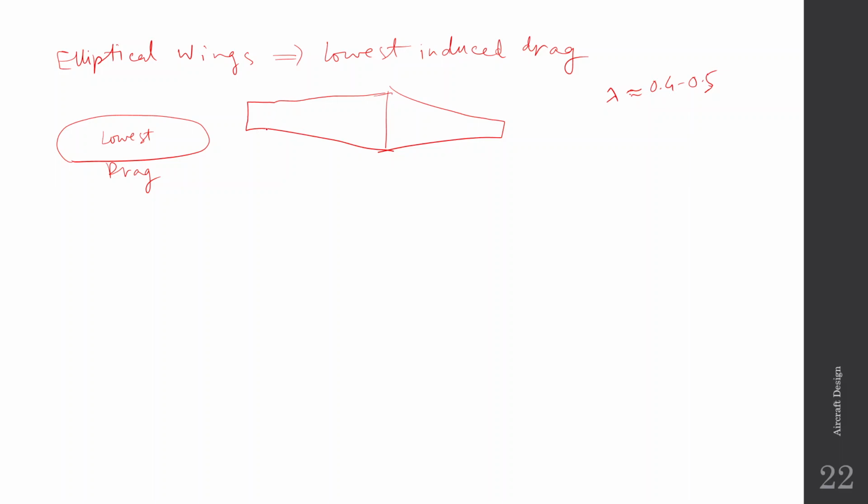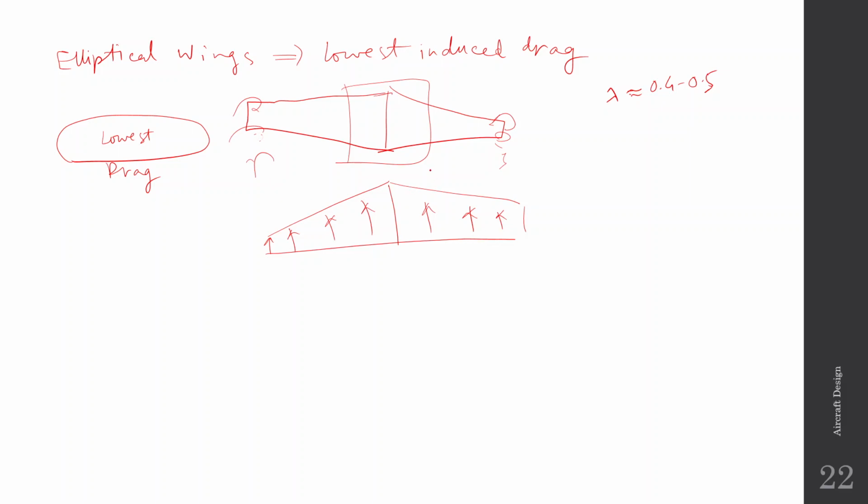Intuitively, why this happens is that if your tip is smaller than the root, then the tip is producing less lift. If you draw the lift curve, so this is the lift curve. The tips are producing lesser lift and the roots are producing more lift. This section of the wing is producing the biggest amount of lift. Since the tips are producing lesser lift, there will be fewer vortices and less drag.